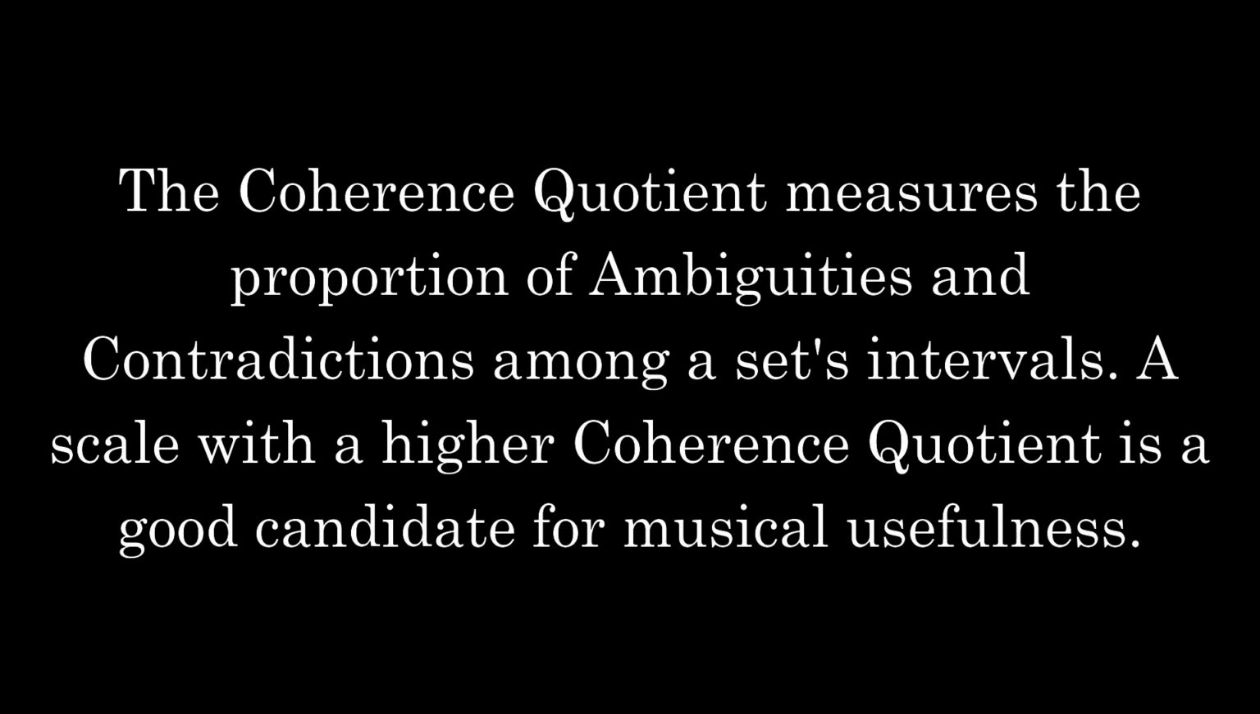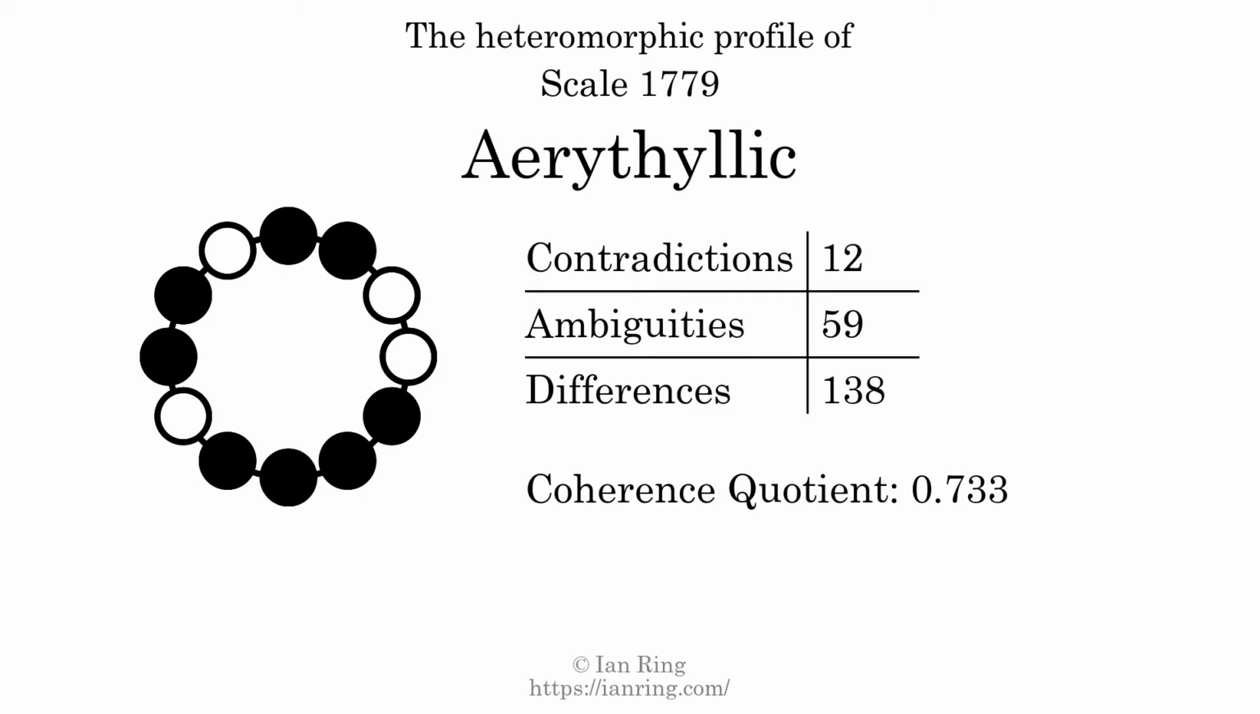The coherence quotient measures the proportion of ambiguities and contradictions among a set's intervals. A scale with a higher coherence quotient is a good candidate for musical usefulness. The coherence quotient is 0.733.